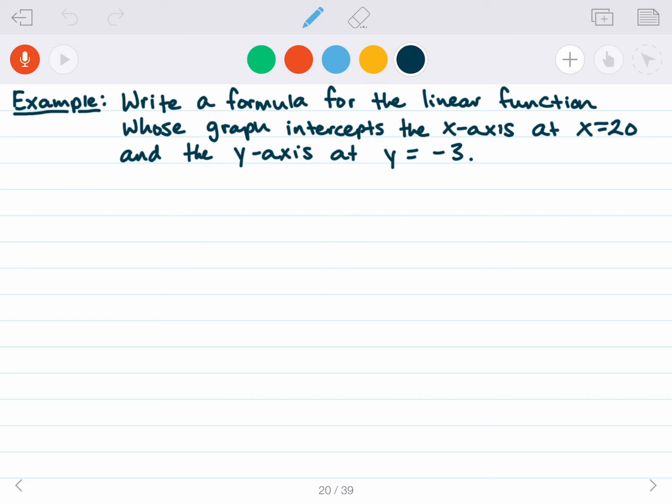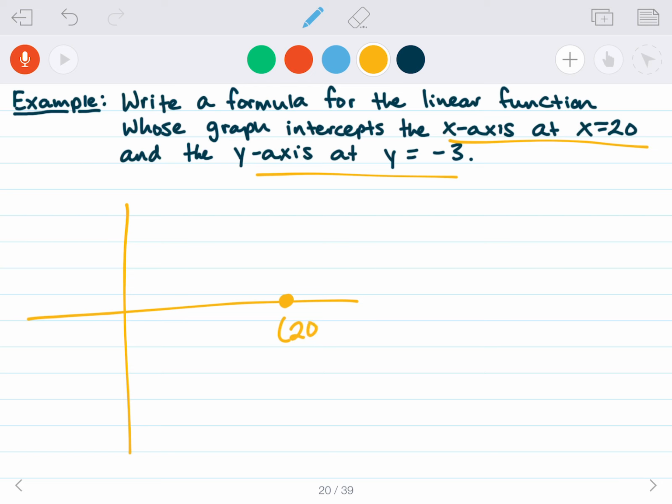All right. Write a formula for the linear function whose graph intercepts the x-axis at x equals 20 and the y-axis at y equals -3. So we need to take this information and get 2 ordered pairs from it. If we get 2 ordered pairs, we have everything we need. It says it hits the x-axis at 20. Well, if it hits the x-axis, that means it's not going anywhere vertically, and so the y value, therefore, is 0.